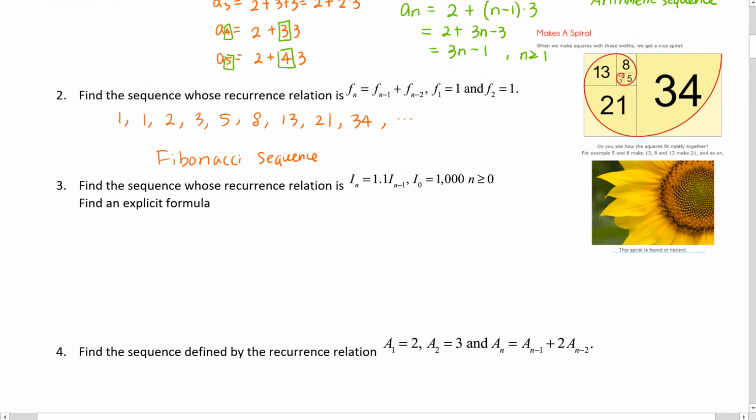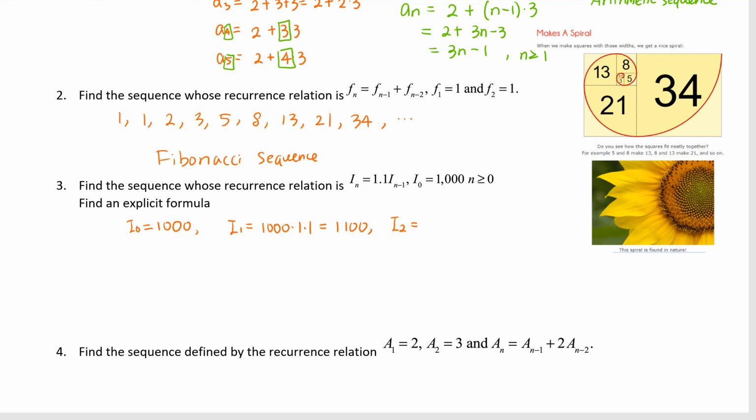Find the sequence whose recurrence relation is I_n equals 1.1 I_{n-1}, I_0 is 1000, and n is greater than or equal to 0. So you can see in this example, our index starts with 0. Okay, we want to get an explicit formula for it. So we start with I_0 is 1000. And then we have I_1. I_1 is 1000 times 1.1. So that is 1100.